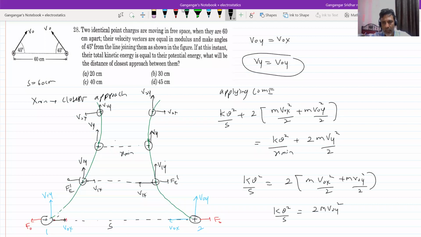So what is the value of V naught y? Because here Vy is needed for substitution. So V naught y, yeah, directly you can write it. So this you substitute here. You'll get the Vy value, and the bracket term you can write as kq square by s only, and you can solve it. 40 centimeter is the answer.